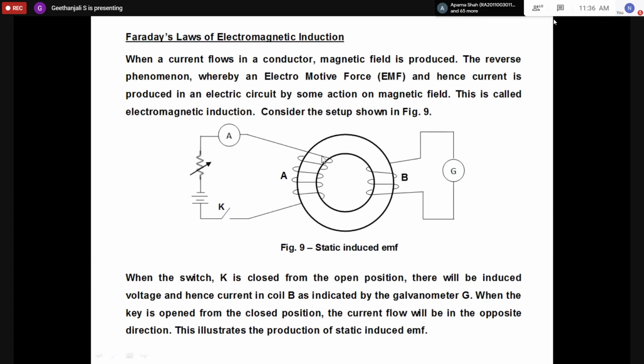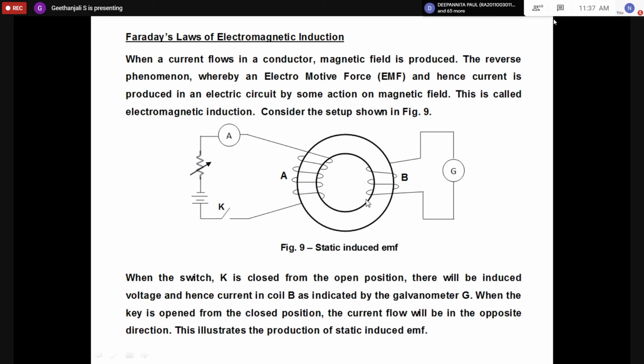So when the induced EMF is produced in the A coil, it makes changes in the B coil. The flux produced by the A coil is also linked with the B coil. So while you are changing the magnitude of the current flowing through the A coil, the flux linking with the B coil is also getting changed. Because of the flux change here, there will be an induced EMF that is called a self-induced EMF.